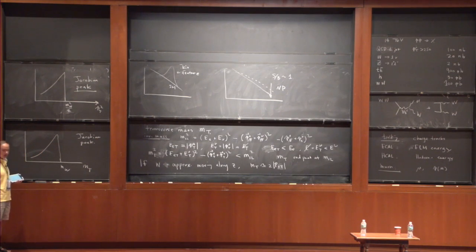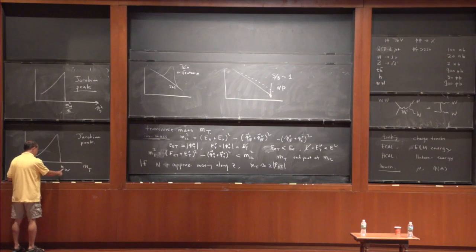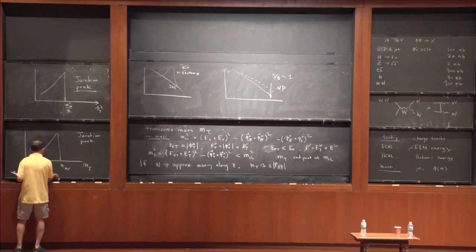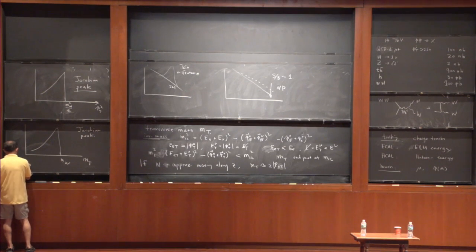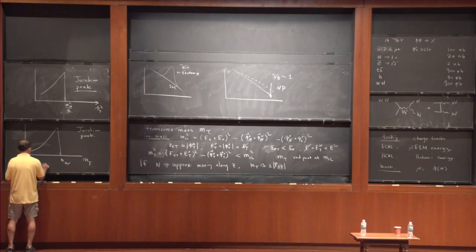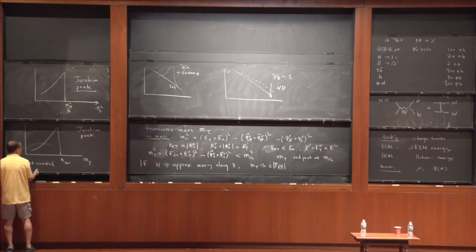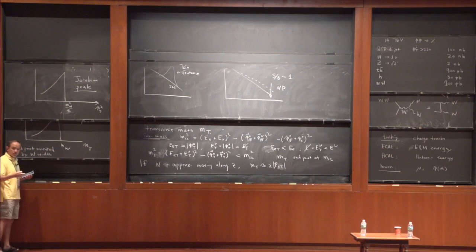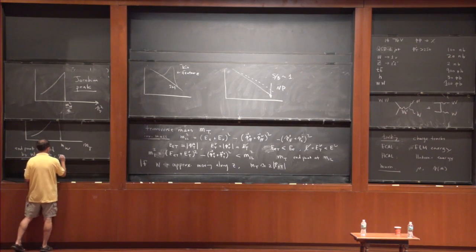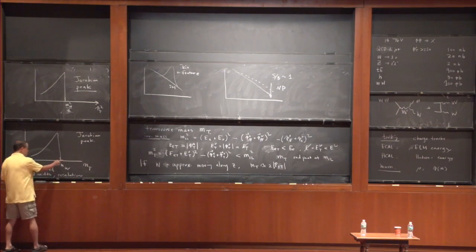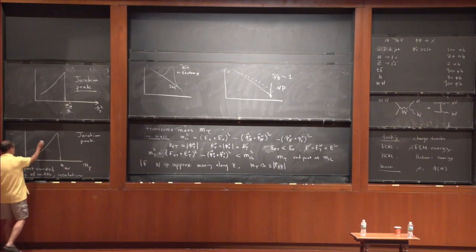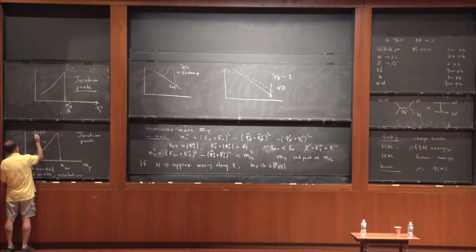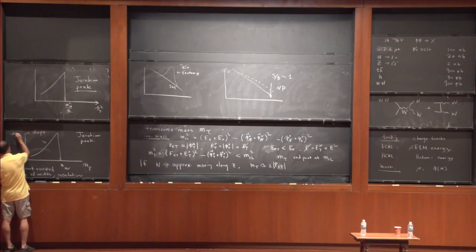Yeah, and on the other hand, there are a few things. The endpoint is there, but in reality the endpoint is smeared by two things: by the W width, because W is not really a fixed mass, there's a width, and the resolution. So the endpoint is smeared by these two things, and the shape here does depend on additional radiation.